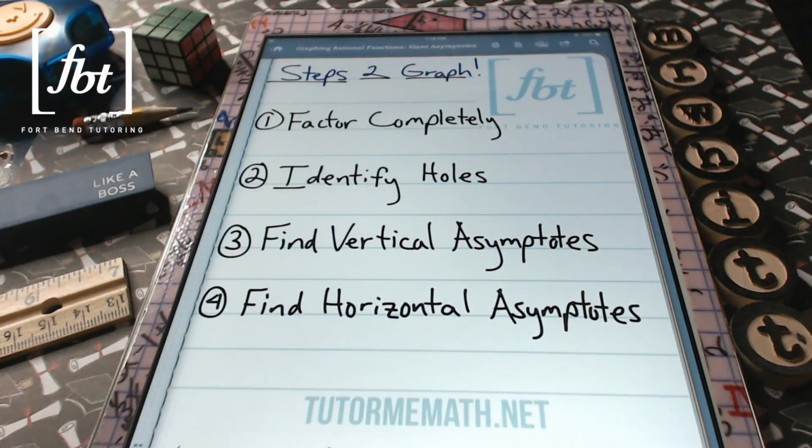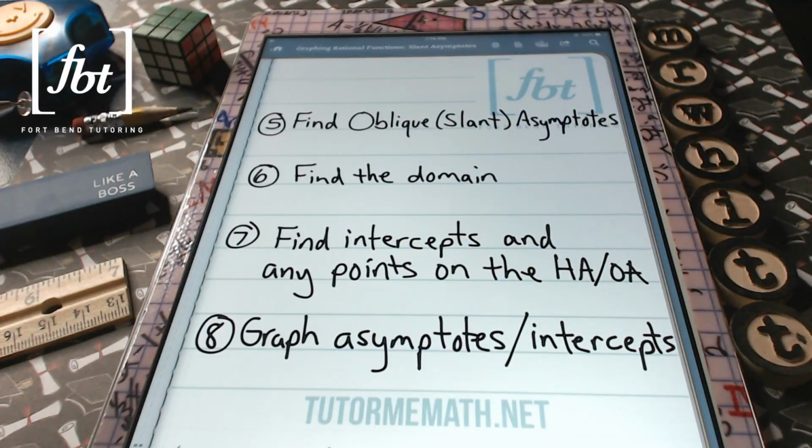And these are the steps to graphing a rational function. Number 1, factor completely. Number 2, identify any holes that you may have. Find your vertical asymptotes. Find any horizontal asymptotes that you may have. Find your oblique/slant asymptotes, as we'll be doing in this video. Find your domain. Find any intercepts and points that you may have on the horizontal asymptote or oblique asymptote.